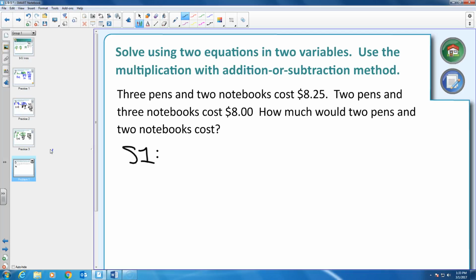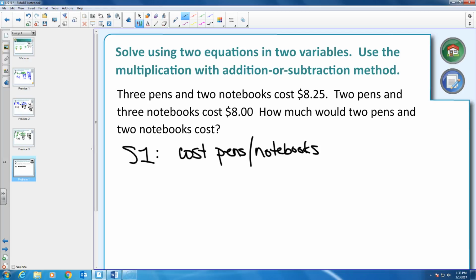It says 3 pens and 2 notebooks cost $8.25. 2 pens and 3 notebooks cost $8.50. How much would 2 pens and 2 notebooks cost? So what are we trying to find? Yeah, we're trying to find the cost of pens and notebooks. That's what we need.